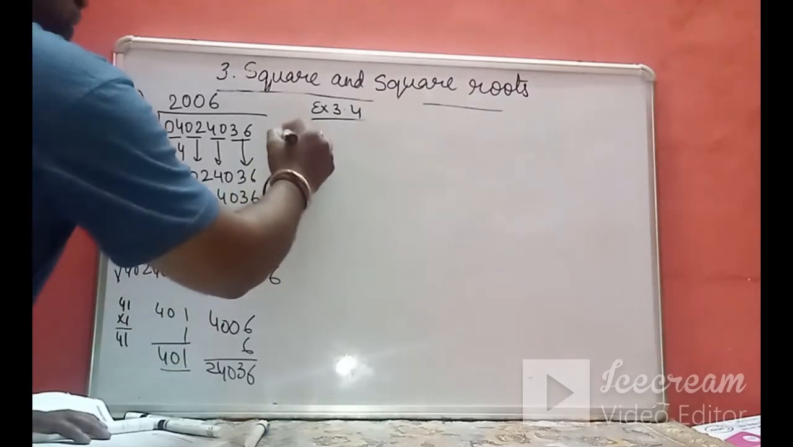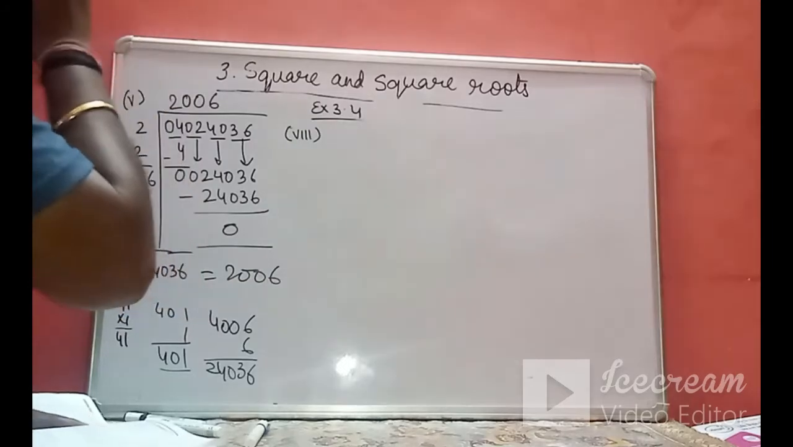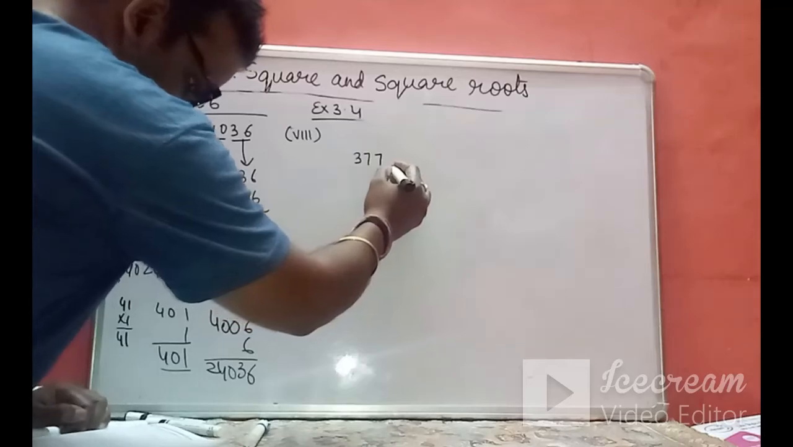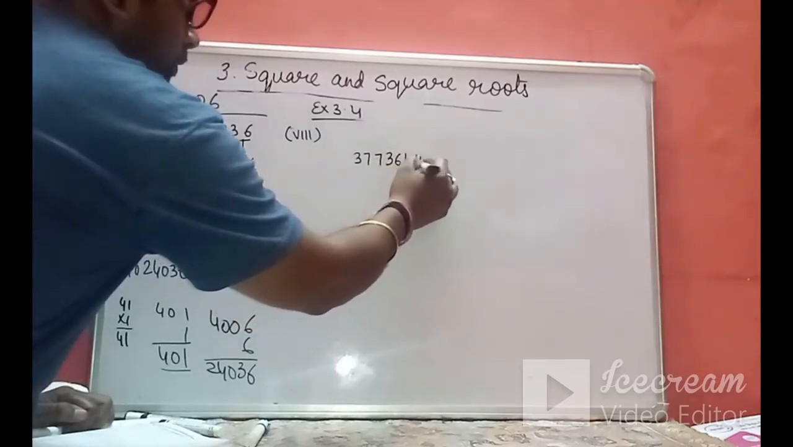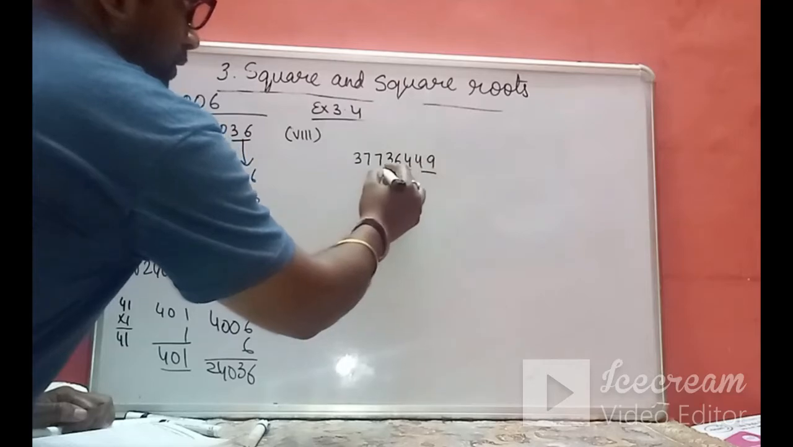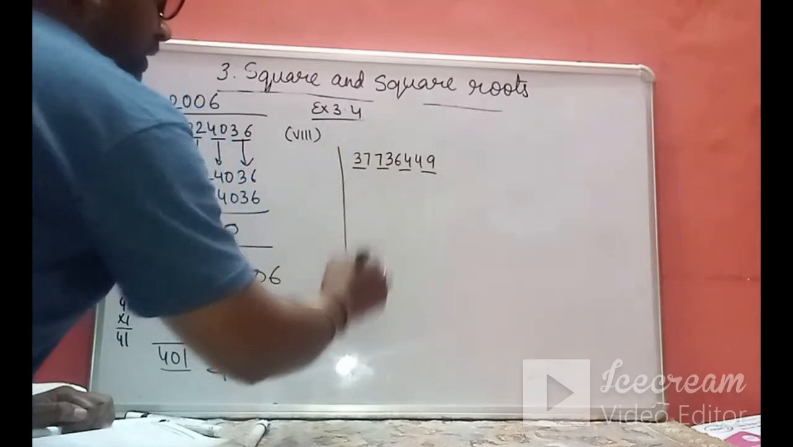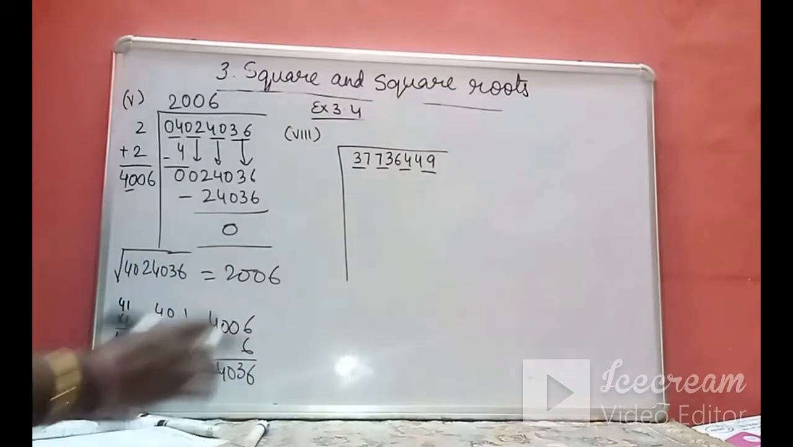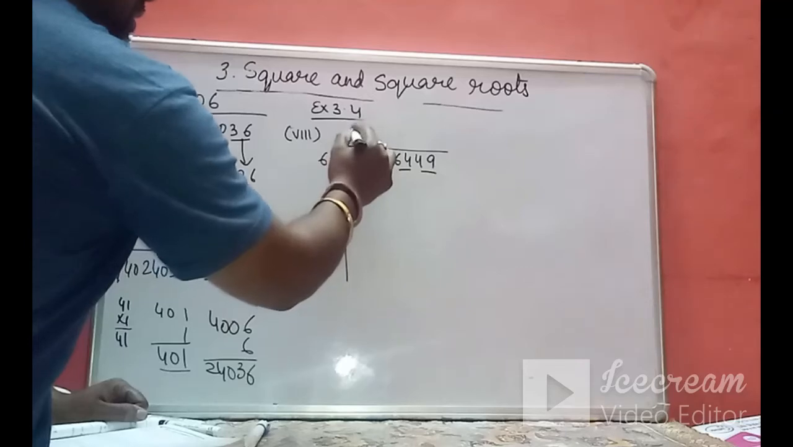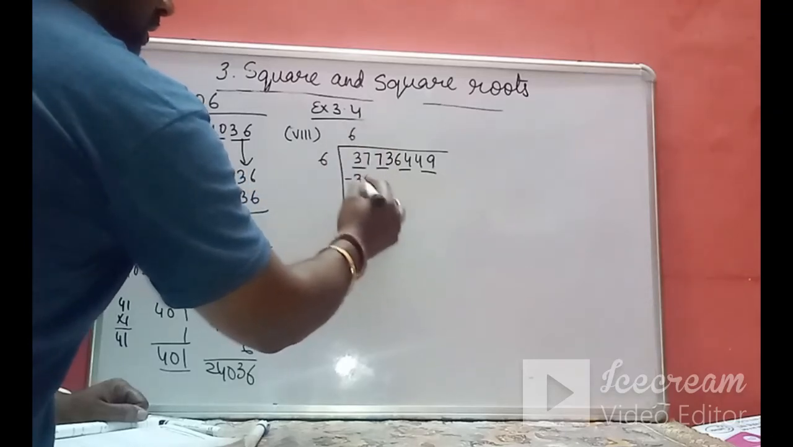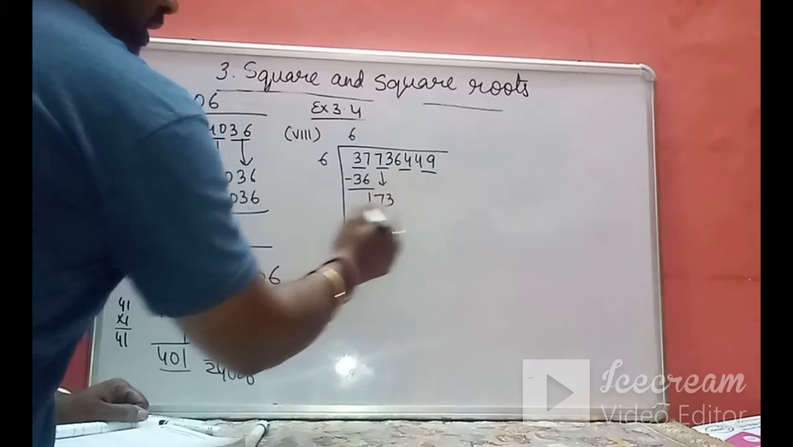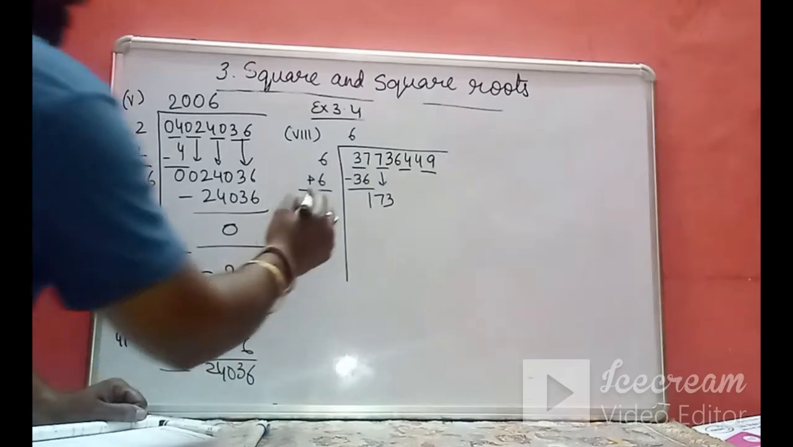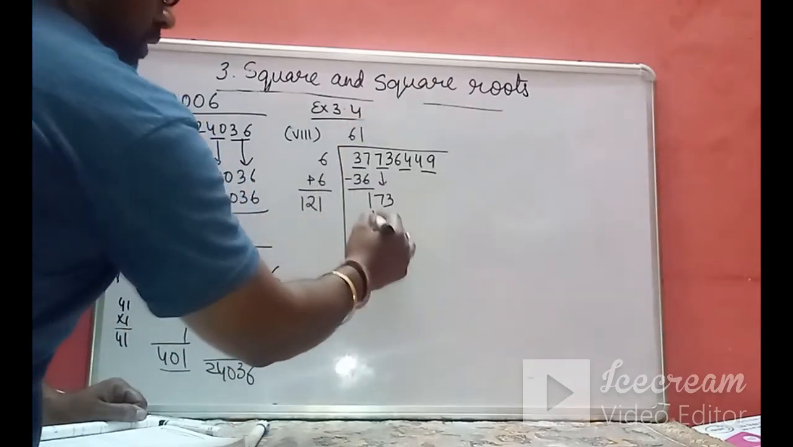Okay, let's see one more question. So suppose this is 377 36449. So 1 2 3 4, 4 pairs are there. That means its square root will consist of 4 digits. Understood? So 37, 6 into 6 is 36. Then this 73 will come down. This 6 will come here. Then I will put 1. So it is 121.